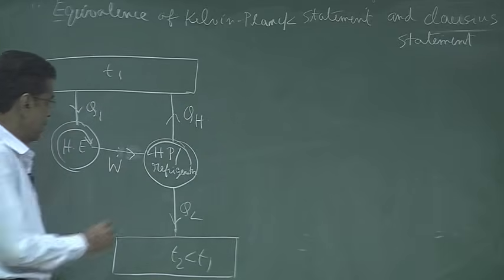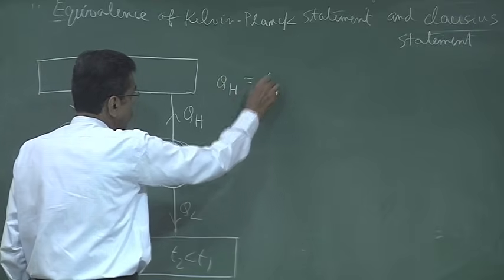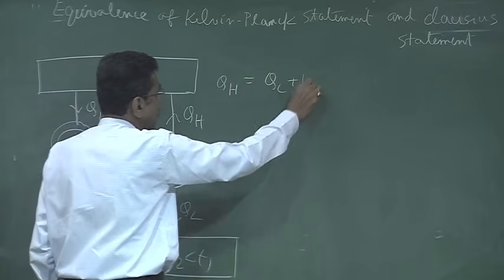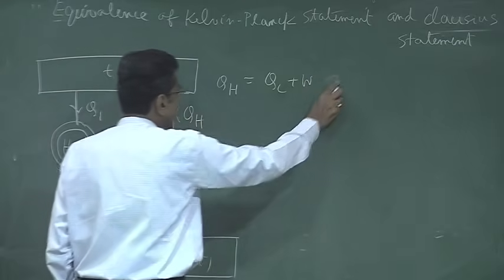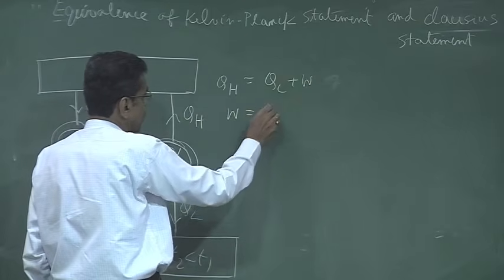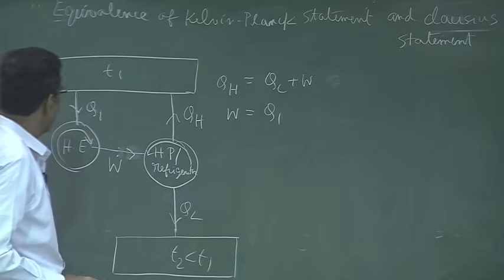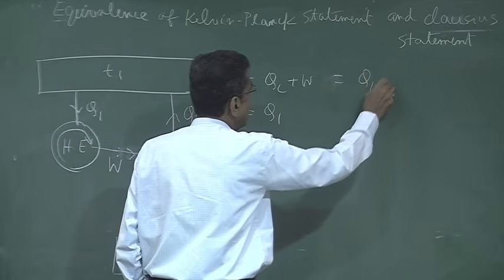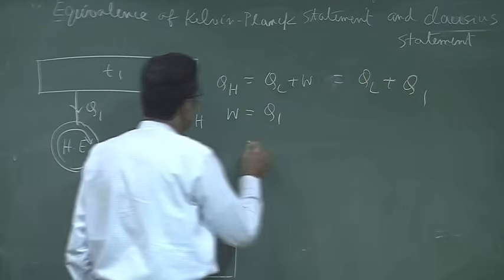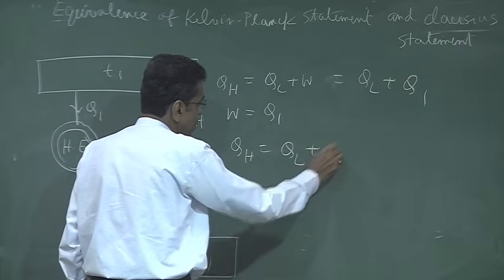Now this QH is what? QH is QL plus W. Again from the heat engine, by conservation of energy, W is Q1. So QH is QL plus Q1.